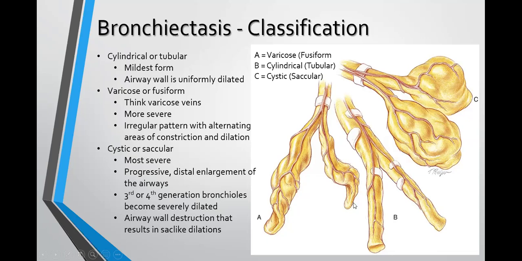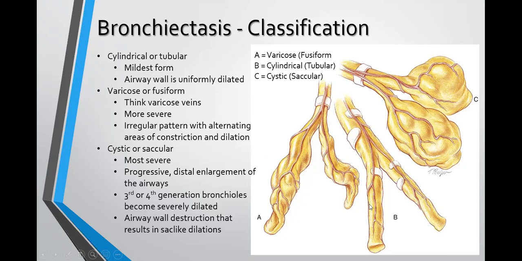Then as it gets worse, it's varicose or fusiform. This is the second most severe. And then the most severe would be the saccular. Look at that. That's supposed to be a tube, but it's a sac. That is terrible. That is very, very severe bronchiectasis. So cystic or saccular, which will be this one right here.